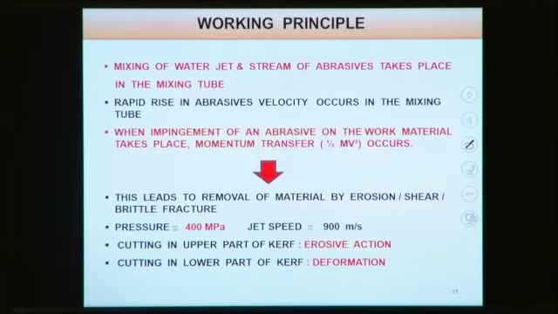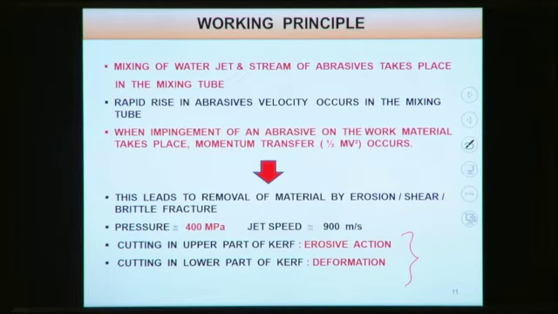A rapid rise in abrasive velocity occurs in the mixing tube in the nozzle, and when the abrasive impinges on the work material, momentum transfer of half mv squared occurs. This leads to the removal of material by erosion, shear, and brittle fracture on the workpiece surface. The water jet pressure is maintained at 400 megapascal, and the maximum jet velocity is 900 meters per second.